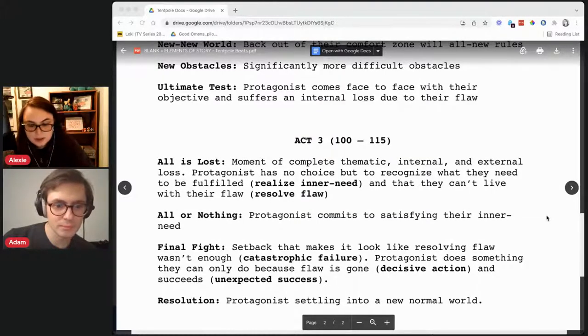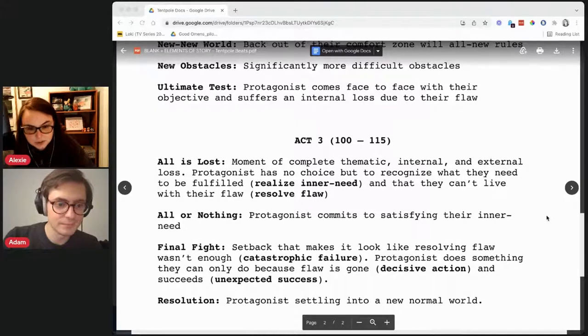And so in this all is lost moment, they have no choice but to reckon with their flaw and realize what their inner need is. Like, realize my flaw has made me so completely miserable. I have lost, all is lost. And I have no choice now but to realize my inner need and overcome this flaw.